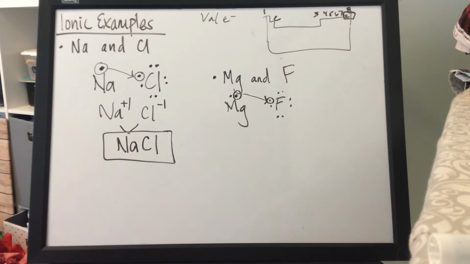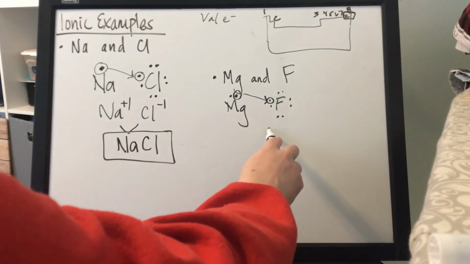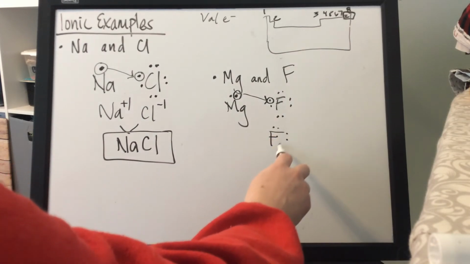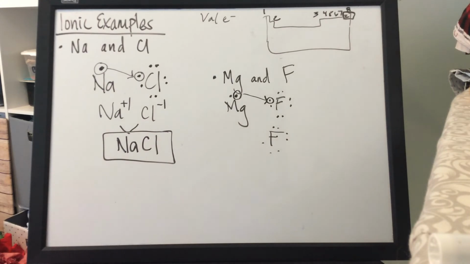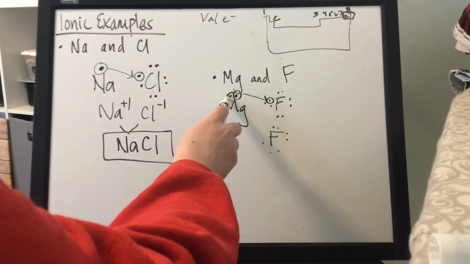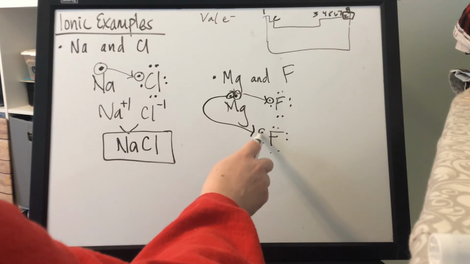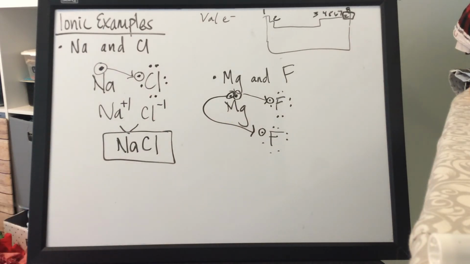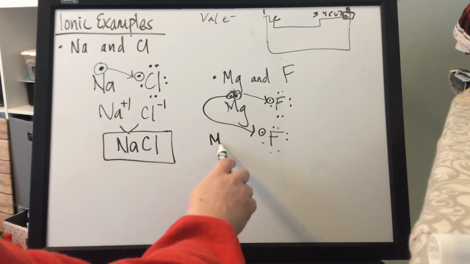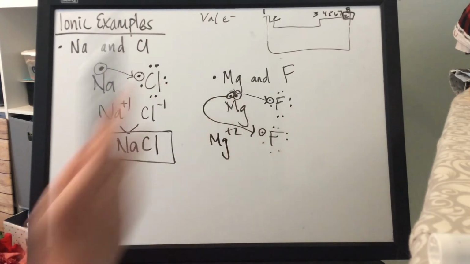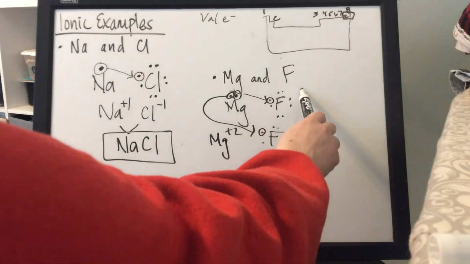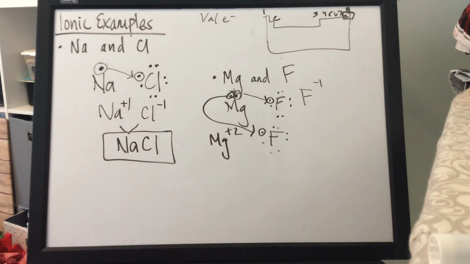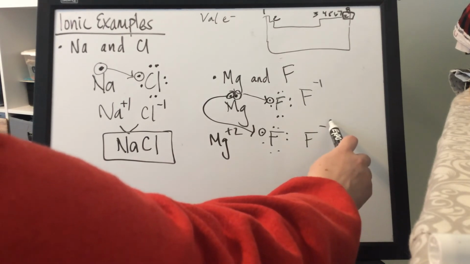And so what happens is we bring in a second fluorine, who comes in with 7 valence electrons. Magnesium now says, hey, fluorine number 2, would you like my second electron? And fluorine number 2 says, of course I would. And so now let's talk about our charges. Magnesium has lost 2 electrons. That gives me Mg plus 2. This fluorine has gained an electron. That gives me F minus 1. My second fluorine has gained an electron, and that also gives me F minus 1.